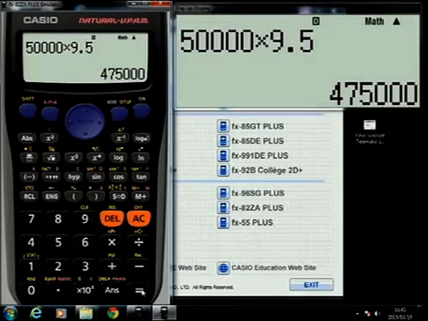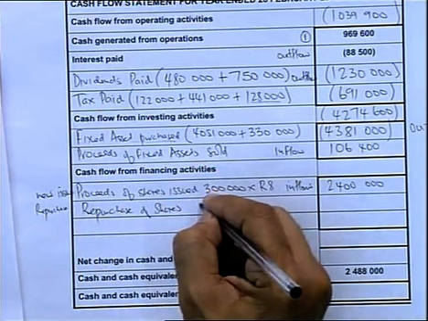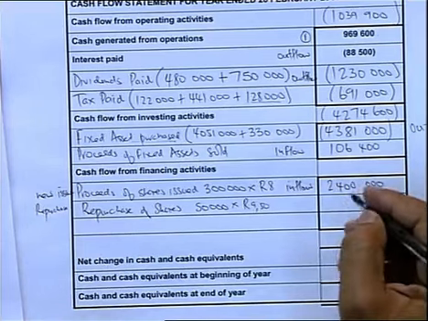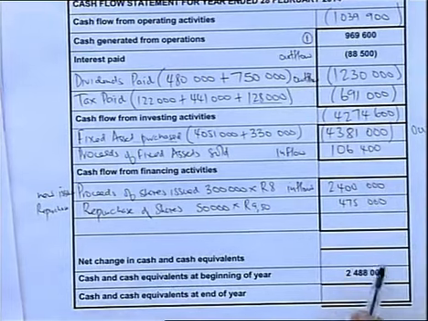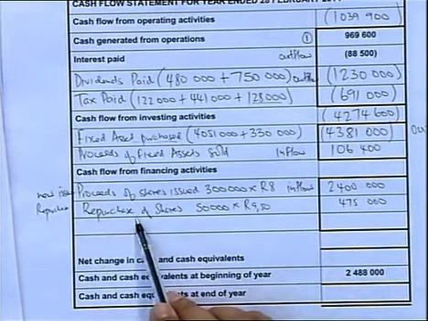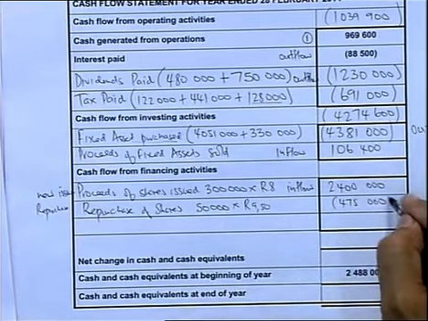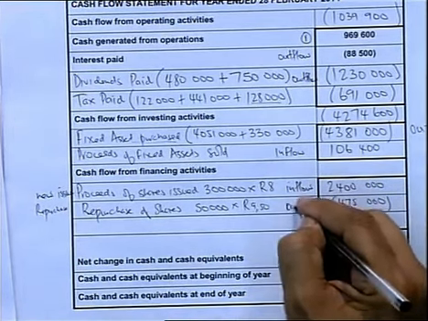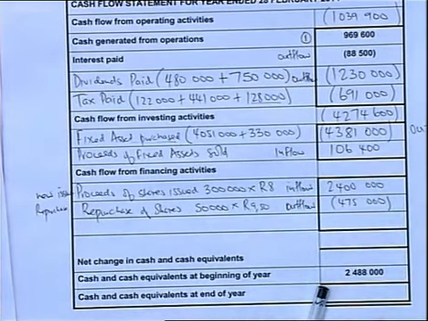475,000. So it's going to be repurchase of shares, 50,000 multiply 9 Rand 50. That gives us 475,000. The repurchase, we are buying, the company is spending money, so the 475,000 will be indicated in brackets to indicate that it is an outflow. Let's just check if there's any questions on that.